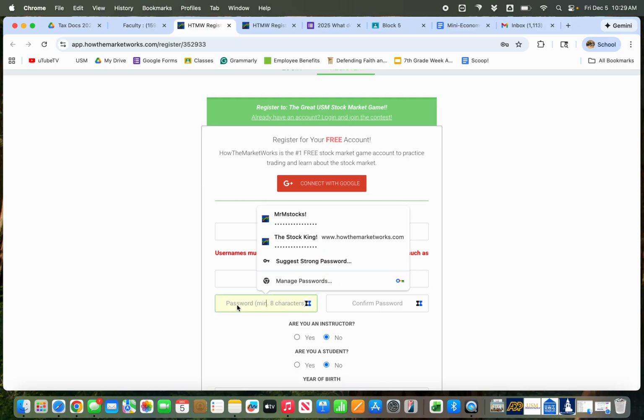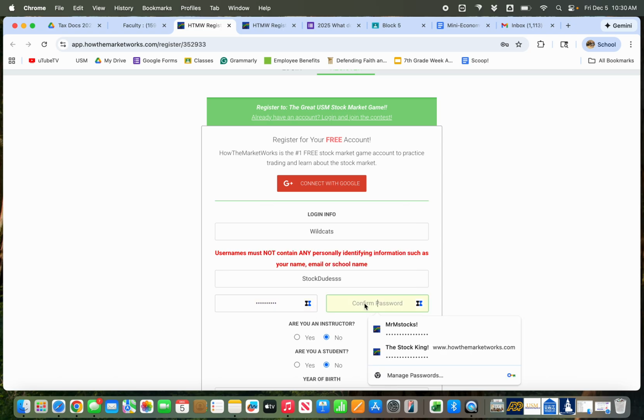Okay, for password, you're going to put in there, again, capital WILDCATS, the number 1, and then exclamation point. To confirm, you go over here, capital WILDCATS, the number 1, exclamation point. Stop this video and go back if you need to, if you're making mistakes. But as long as you've gotten them both correct, it'll look like this.